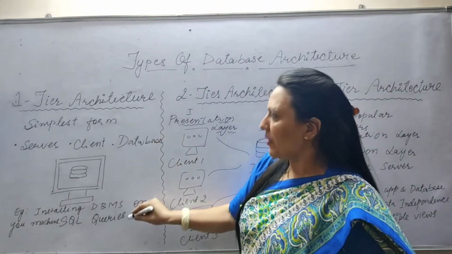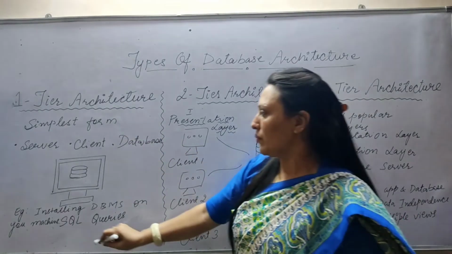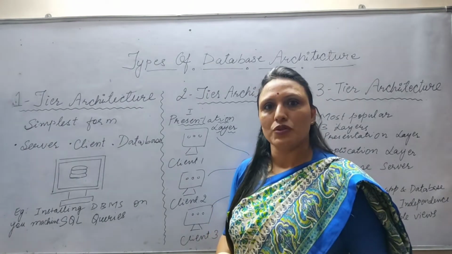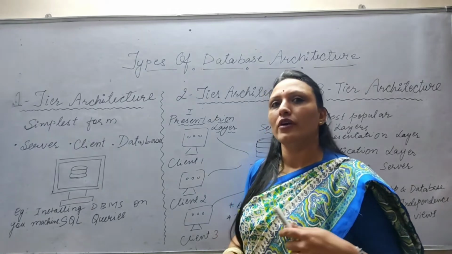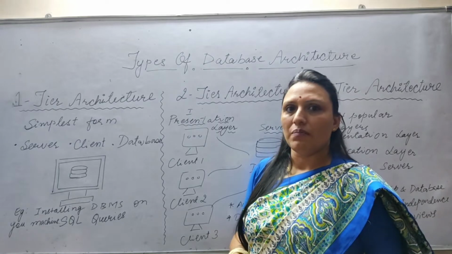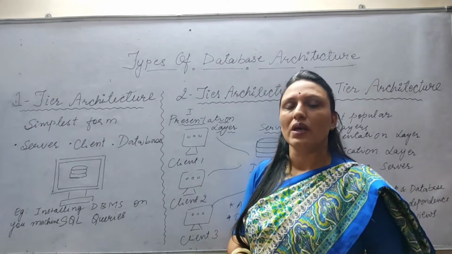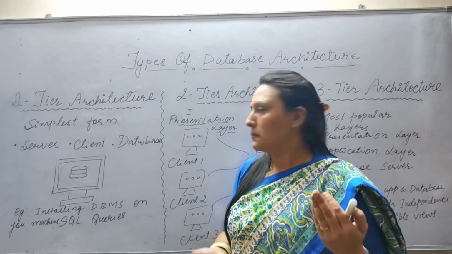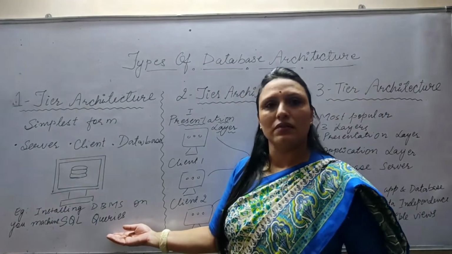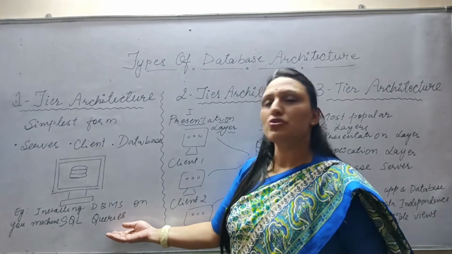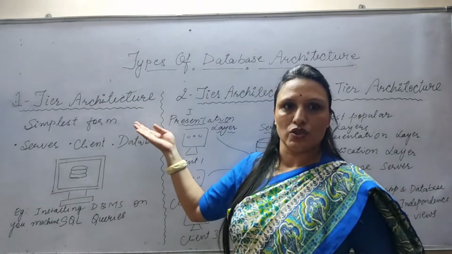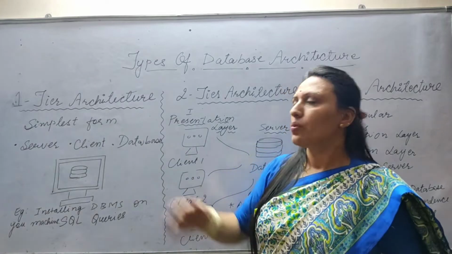The simplest example of this kind of architecture can be installing a database on your personal computer for practicing or learning SQL, that is Structured Query Language, like MS Excel, MS Access. We can use various kinds of DBMSs, right? Oracle, SQL, any kind of database management system we can install on our system, which is an example of this one tier architecture. So the basic form is one tier architecture.